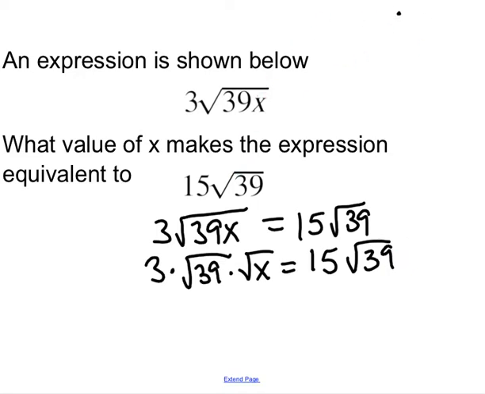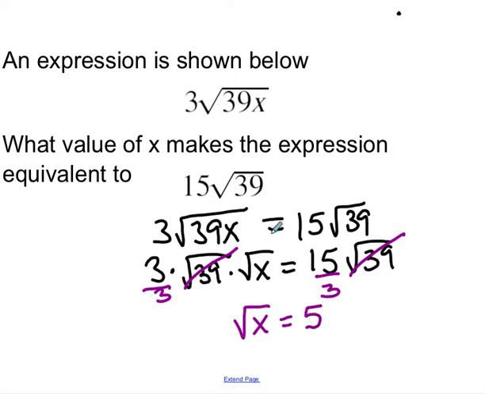And so if we compare the two sides, I have a square root of 39 here and a square root of 39 here. These will cancel each other out, because we just have multiplication here, so we can divide both sides by the square root of 39. I have a 3 on this side and a 15 here, so I'm going to divide by 3. And so we have the square root of x equals 5.